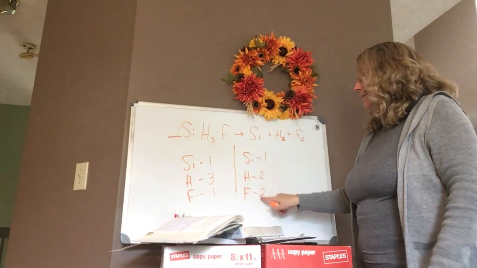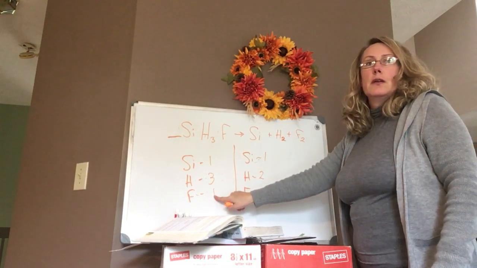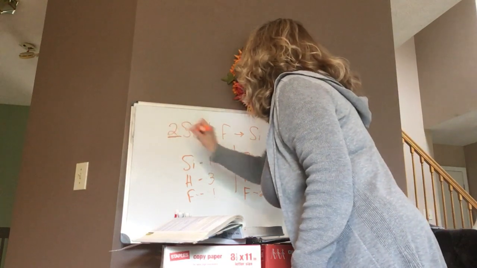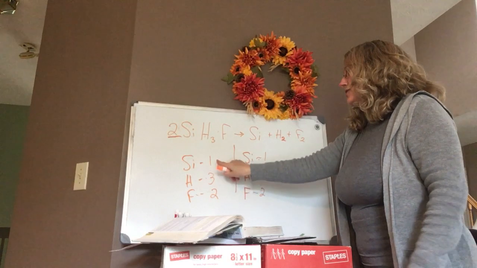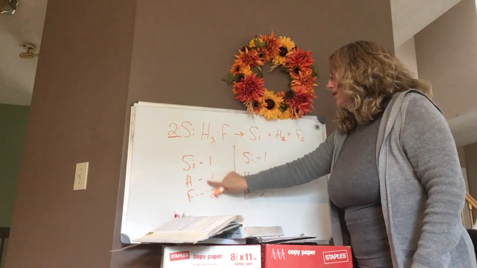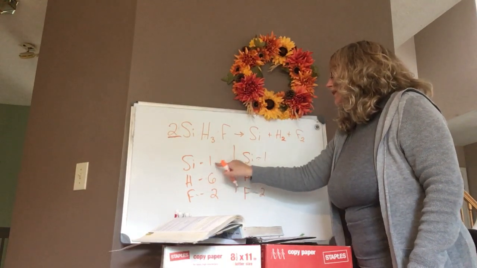Hi. How can I make that match? Right, a 2 in the stoichiometric coefficient. So that changes that to 2, and then that changes both of these numbers. So what is my hydrogen now? And what is my silicon now?